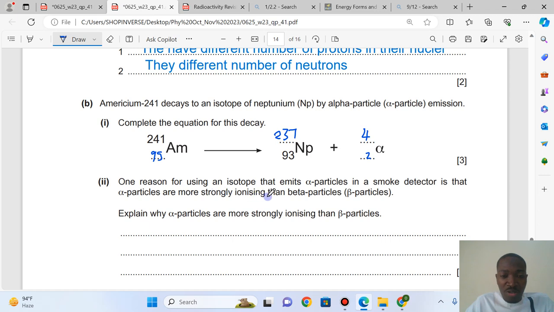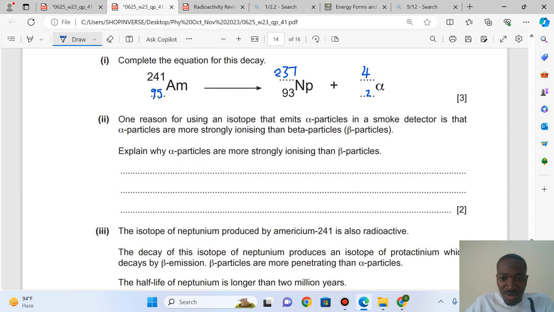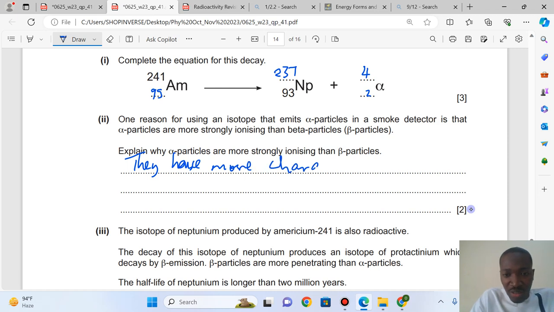One reason for using an isotope that emits alpha particles in a small detector is that alpha particles are more strongly ionizing than beta particles. Explain why alpha particles are more strongly ionizing than beta particles. It's a 2 marks question. Alpha particles have more charge. It has a charge of plus 2, while a beta particle has a charge of minus 1. Also, do not forget that an alpha particle is a helium nucleus, and it is 4 times more massive than a beta particle.